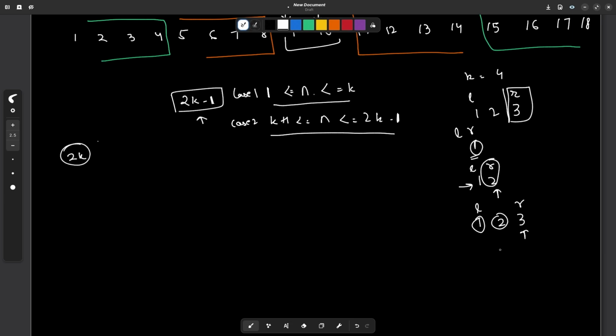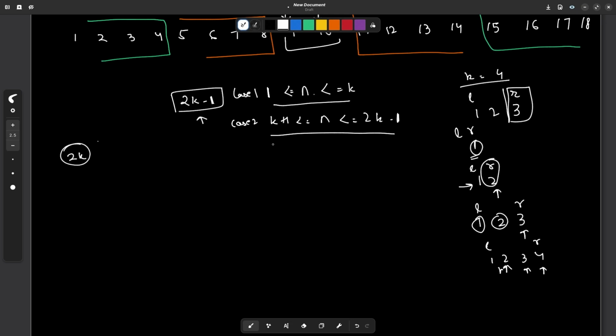Similarly for 4: 1, 2, 3, 4. This will be given first, then the second element, then the third element, and at the end this particular element. Right. So you see, whenever the value of remaining elements is less than or equal to k, the answer will always be the right pointer.